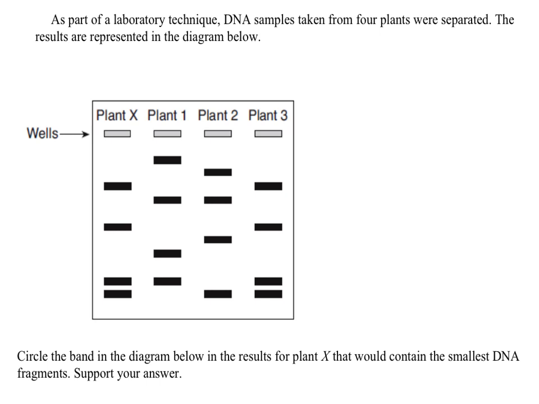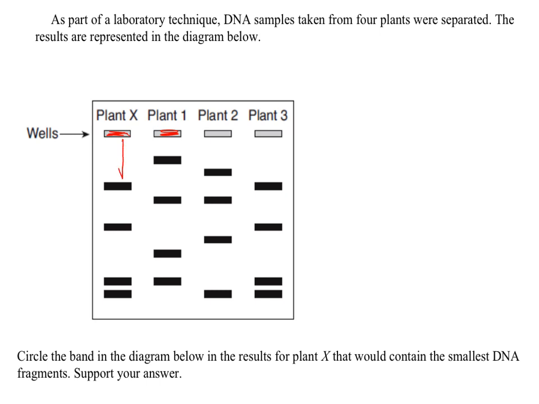We've got a picture of a gel here. We'll compare and just see what the question says and figure out what we're doing here. It says, as part of a laboratory technique, DNA samples taken from 4 plants are separated. So that's our 4 lanes, our 4 samples, and the results represent the diagram. So let's see. They start up here in the wells. This is where you would have injected the DNA and just kind of drop it in there. We'll see this in the lab in a couple of days.